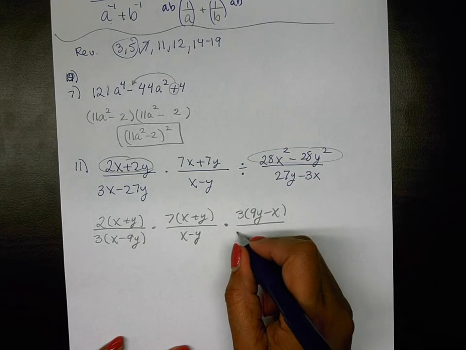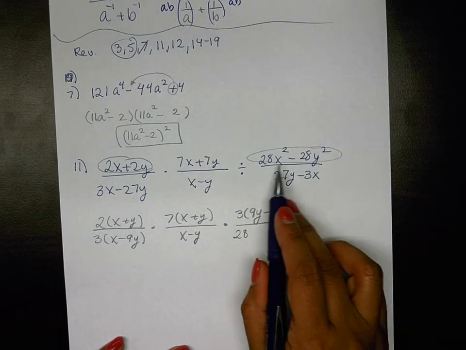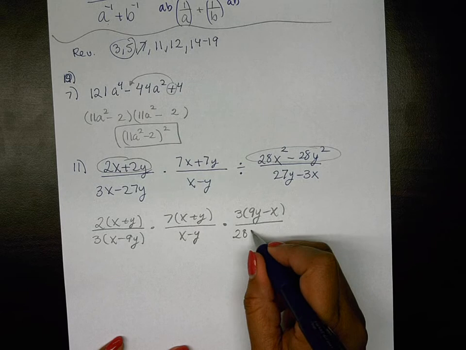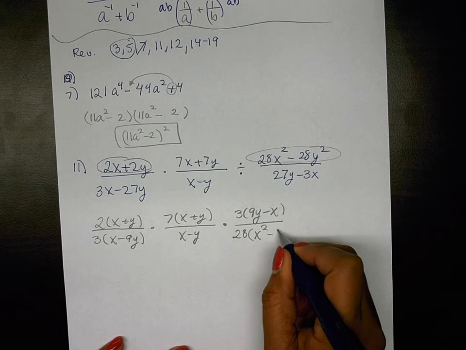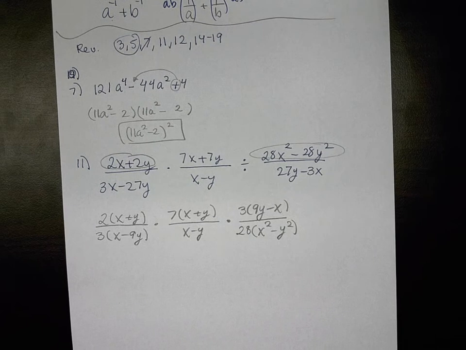I took out 28x. 28. Okay, it's just a 28 because they do not both have an x. And do you see that? So you're left behind with an x squared minus y squared. That could be where the mistake was made. Yeah? Okay.